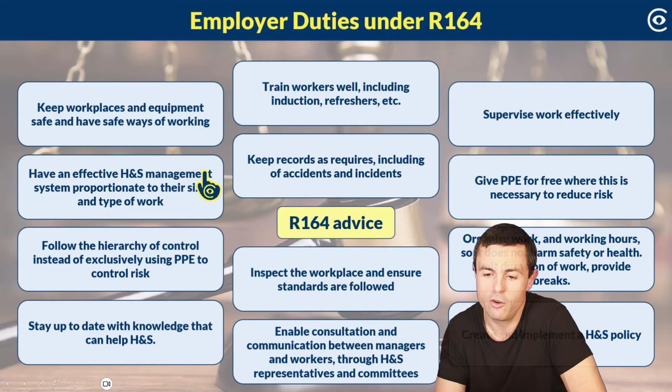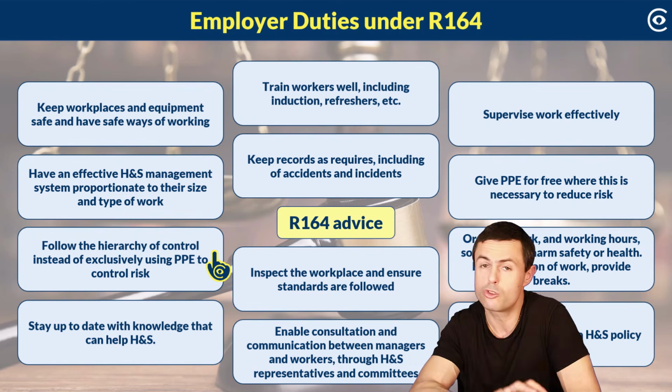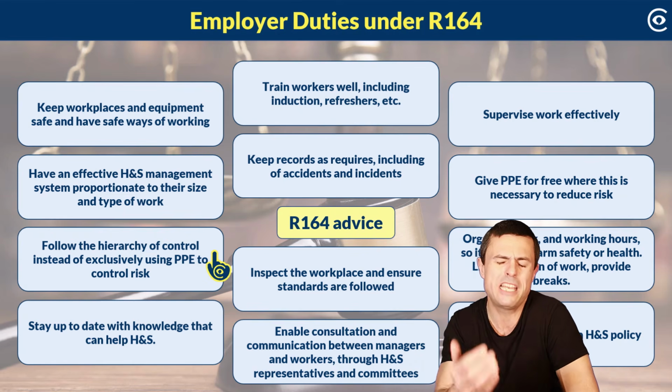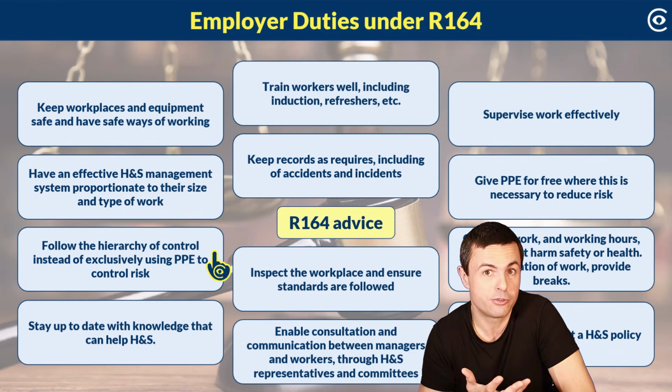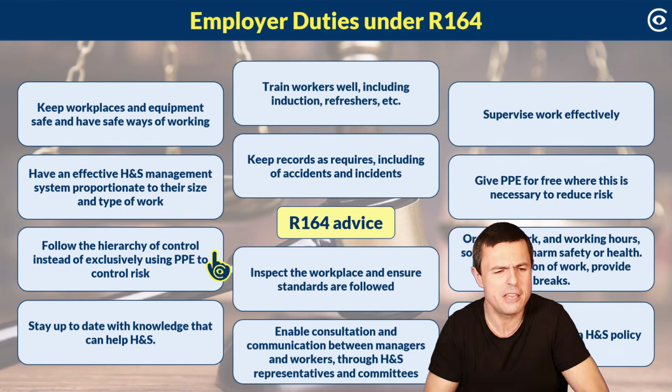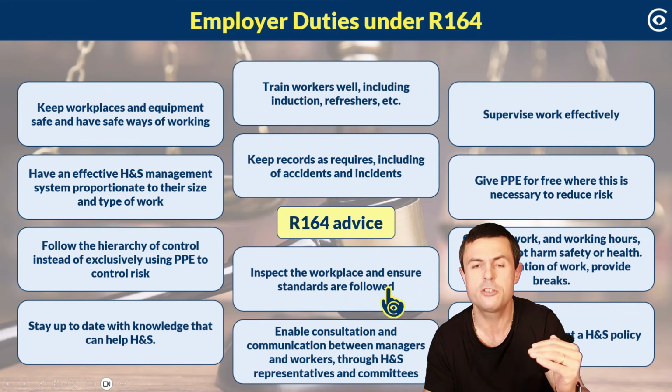But if you look at this list here, this is a nice summary of what we have got. What have we not mentioned? We've not mentioned the records of accidents. So we are required to keep records of accidents and incidents. We are required to follow the hierarchy of control. We're going to talk about the hierarchy of control later. You might not be familiar with that yet, but basically it means that we should control hazards in a way which is effective. Don't just use PPE for everything. PPE is not effective. We should inspect the workplace and make sure standards are followed.